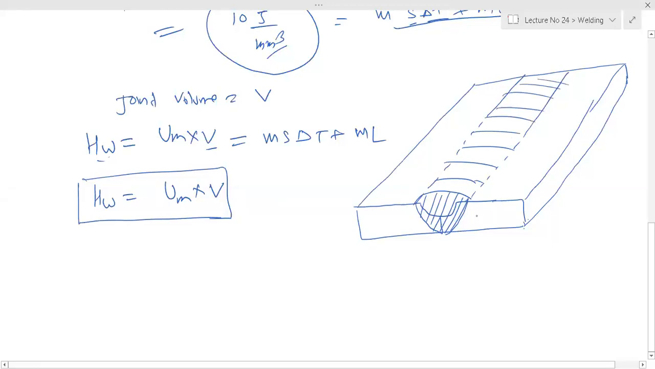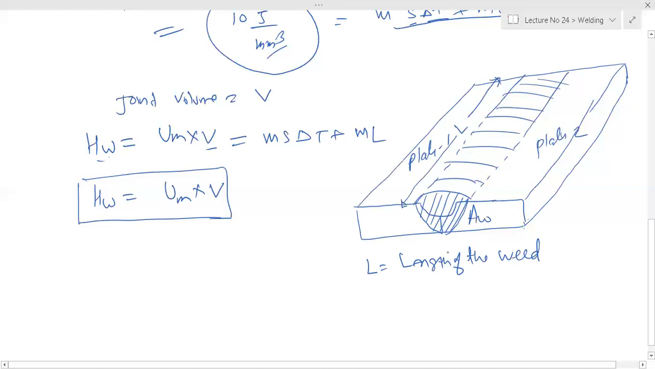So we want to join two plates. This is your plate one, and this is your plate two. This is the length of the weld. L is your length of the weld, and this AW is your cross-sectional area of the weld.